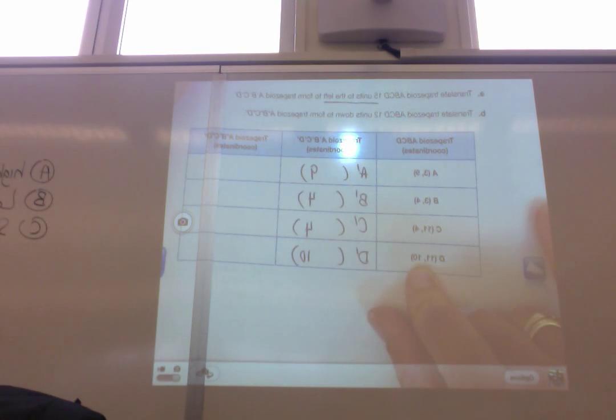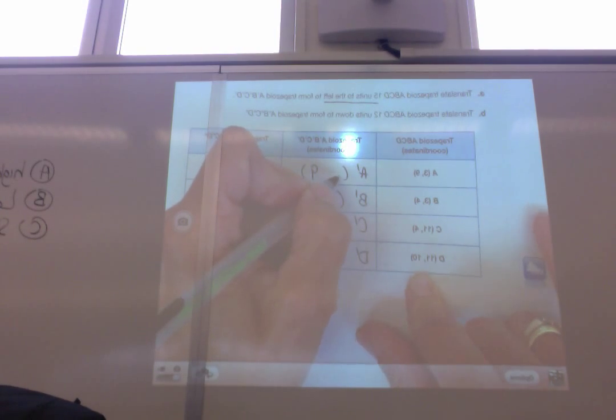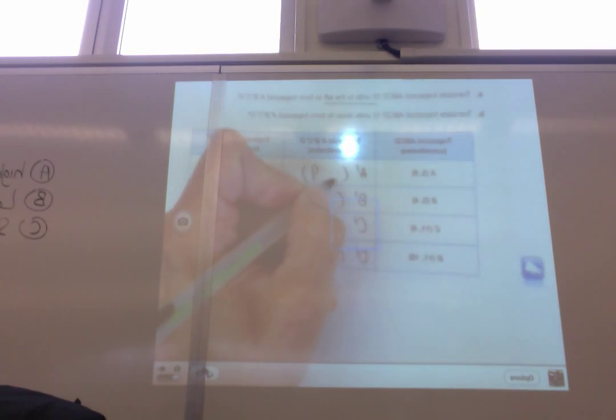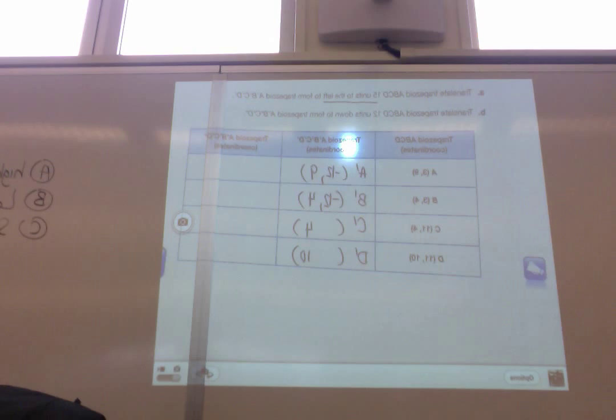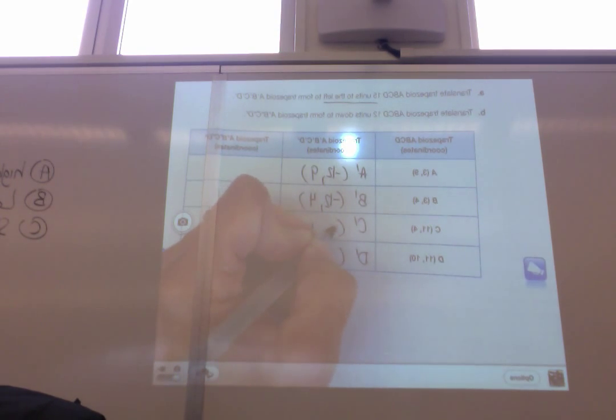So I look at A and B. They both have the same x-coordinate. What is it? What am I going to write right here? Negative 12. And they're one right on top of each other. Okay? So they're both negative 12. And then C and D are both going to be the same thing. What are they at? Is that what you were looking at, Brody? Yeah. Negative 4 and negative 4.